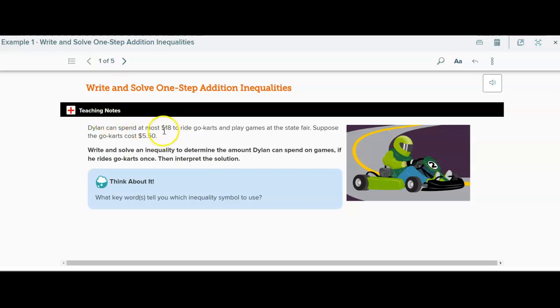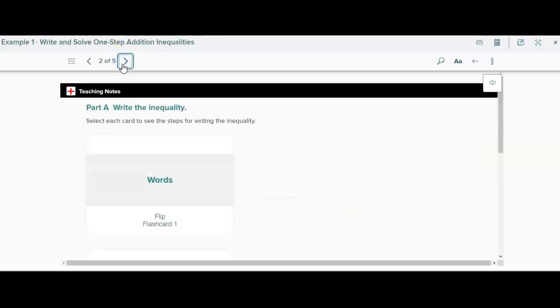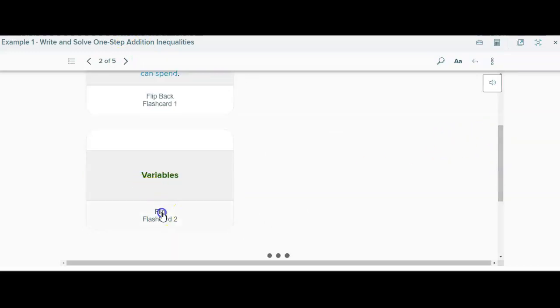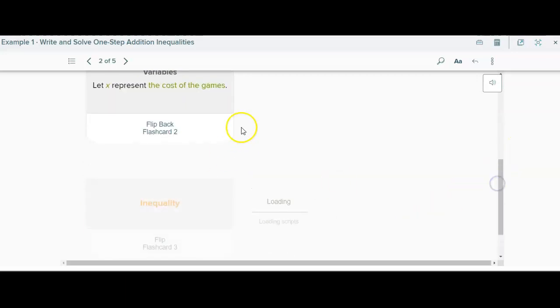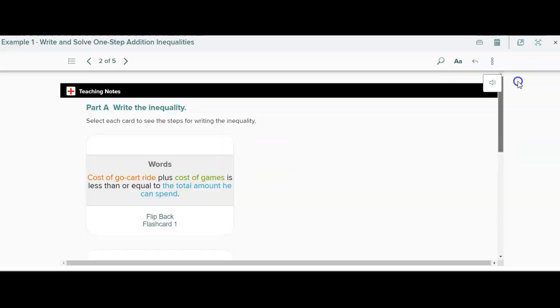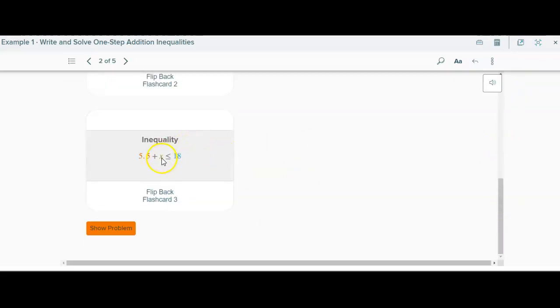So since he can spend at most $18, then the amount he has to spend has to be less than or equal to $18. So if X is the cost of the games, then we would say that the amount he spends on go-karts plus the cost of games, we don't know, is at most 18. So it has to be less than or equal to 18, right? Does that make sense? He can't spend more than he has, but he could spend all 18, so it could be an equal to problem.